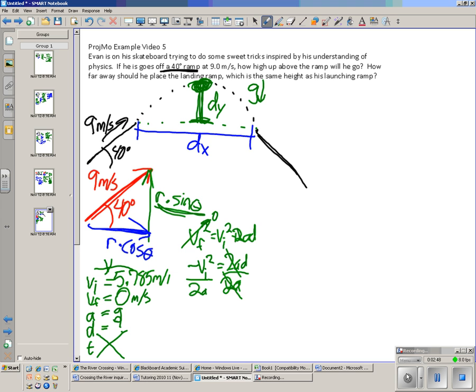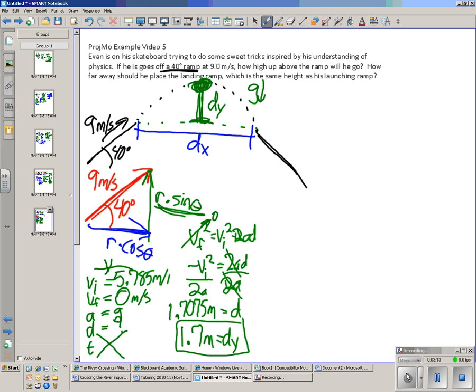That all cancels, and I tap into my calculator, and I get D equals 1.7075 meters. With reasonable significant digits, that would be 1.7 meters. That was my displacement on the y-axis. That is the peak height.